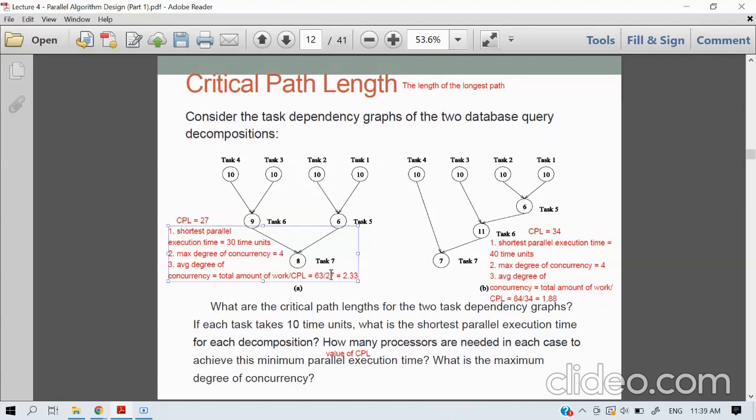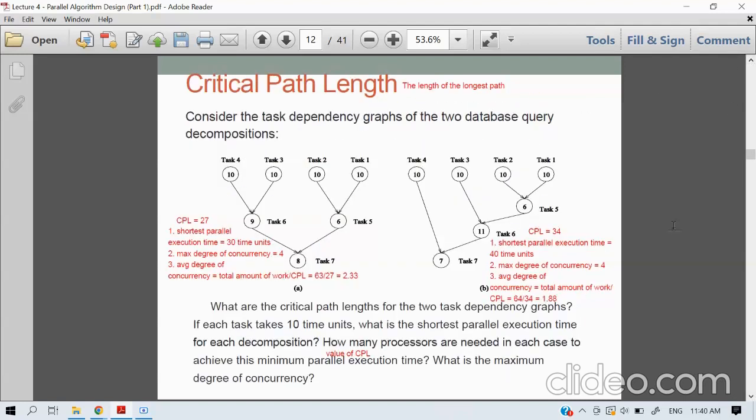Okay, and then where to get the 27? From where? Actually from the CPL. So total amount of work for all nodes over CPL, you will get 2.33. So same goes with B. You total up all the nodes. You got 64 over 34 CPL. You will get 1.88 average degree of concurrency. Okay, can you follow?